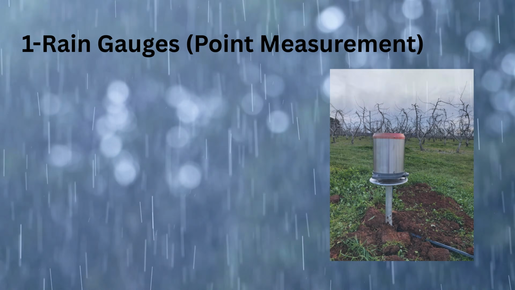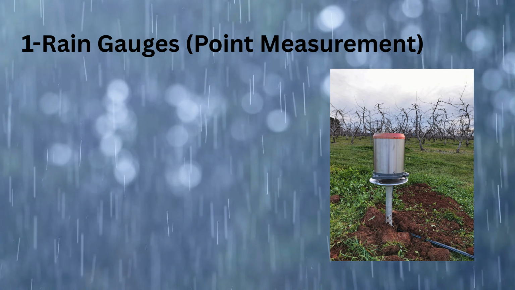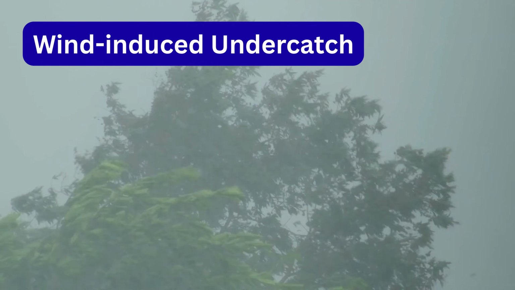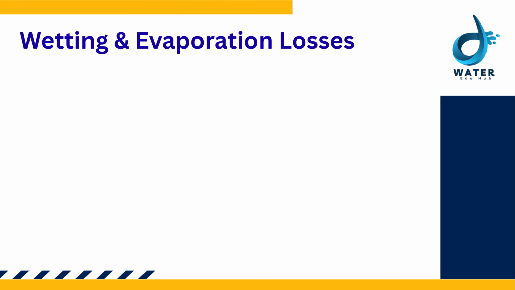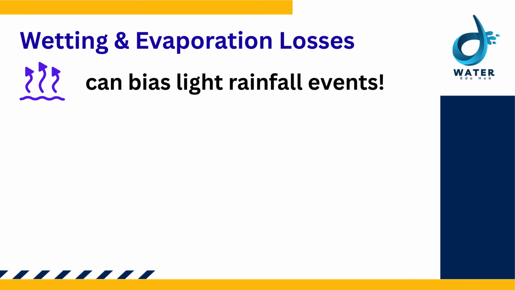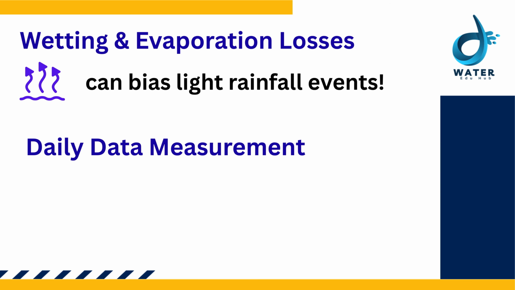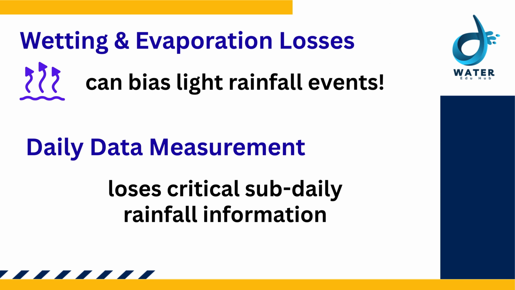Rain gauges look simple, but they come with major issues. Wind-induced undercatch can reduce measurements by 5 to 50%. Wetting and evaporation losses bias light rainfall events, and daily data loses critical sub-daily rainfall information.